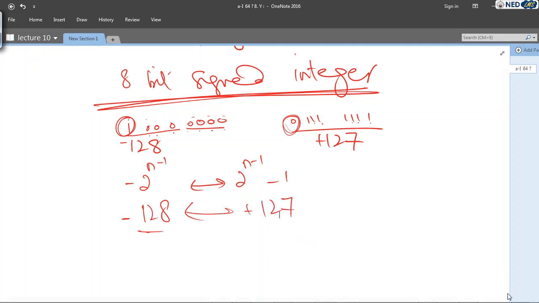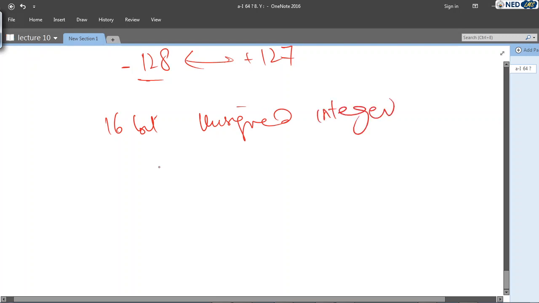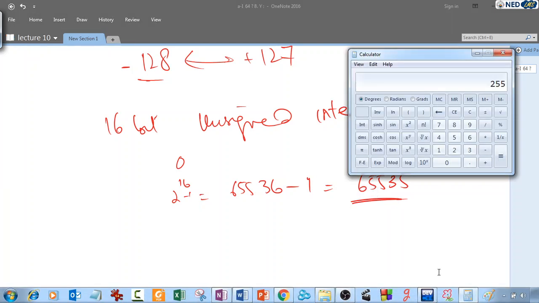And let's pick a 16-bit number. If we have a 16-bit unsigned integer, we have 16 bits, so the minimum number would be 0 and the maximum number would be 2 to the power 16 minus 1. 65536 minus 1 equals 65535. I just learned this thing. You can just do it in a calculator if you want to.